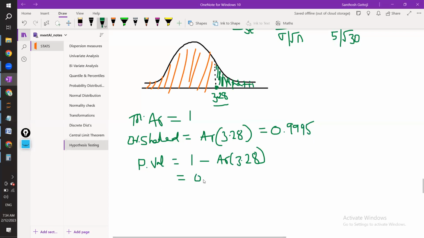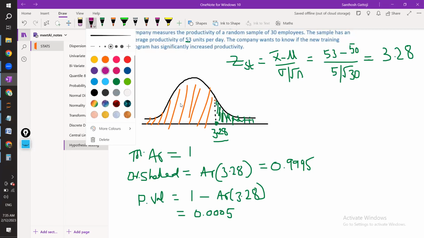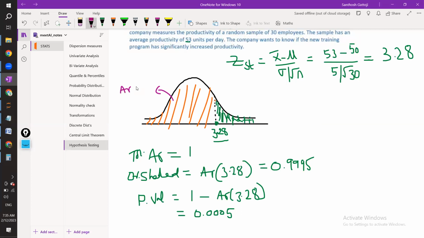Sirisha is saying 0.0005. So this area is 0.9995. Just as a diagram, it is showing like this, but actually 3.28 is coming over here. I have drawn it like this because I didn't know where 3.28 would fall, but actually the real diagram will be, if you consider this as some distribution, the whole thing will be this one. What is 0.0005? Almost 0. Agree? Are you getting it?